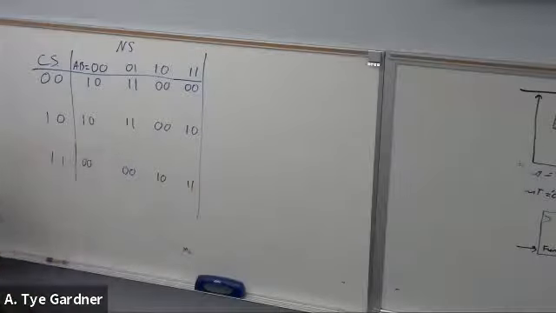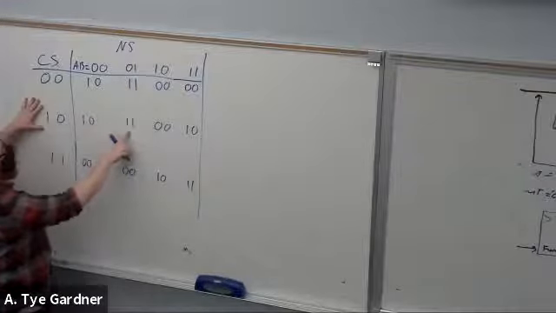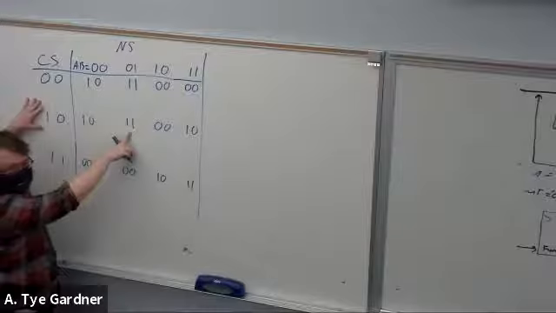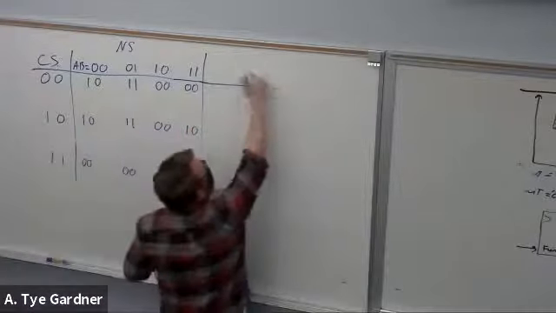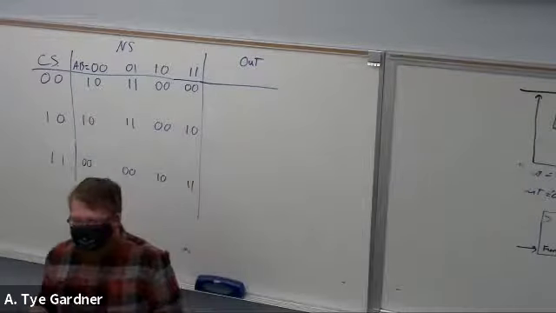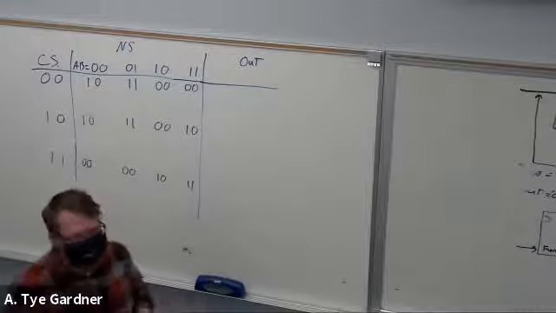Okay, so what this is saying is if I am currently in state 10, and the inputs are 01, then I go to state 11 next. Everyone gets that, right? I hope. Okay, the next thing is we have some output. And it too depends both on what state we are in now and what our inputs are.